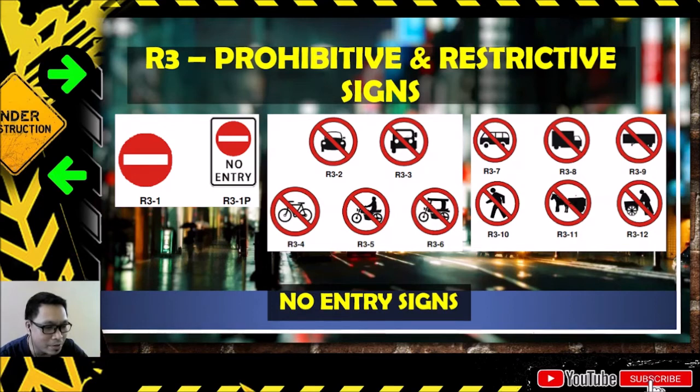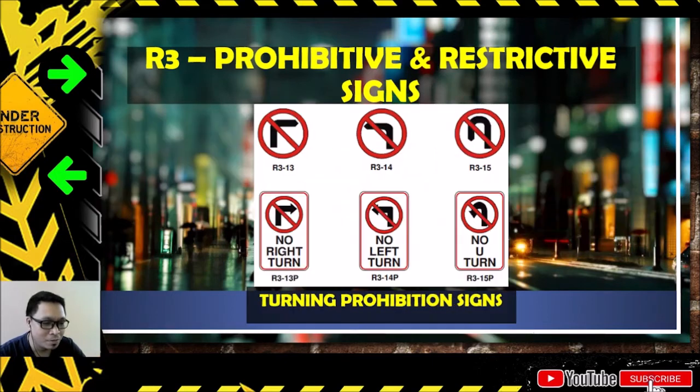Okay, so next we have prohibitive and restrictive signs. This type of sign is more likely a no entry sign. You can tell that these are no entry signs if you have a diagonal red bar overlaid on some symbols. For example, this one has a symbol of a car, which means no entry for cars. This one has a jeepney, so no entry for jeepneys. This type of sign class also means no entry for any type of vehicle.